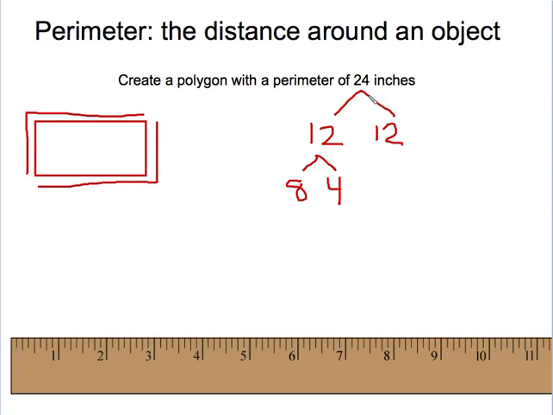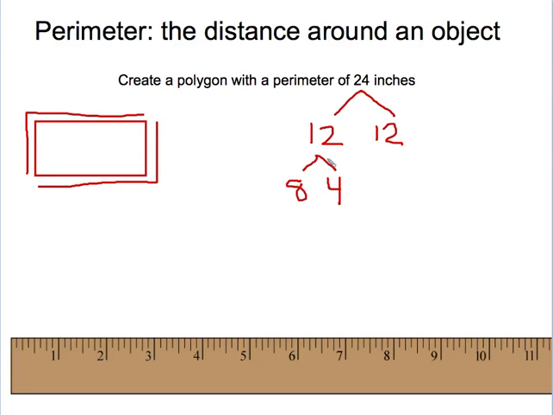So what I did was I started with my total perimeter. The distance all the way around this rectangle is 24. I decided I just wanted to focus on half of the shape first, a short side and a long side. So I took that 24 and I divided it in half. That means this short and long put together is 12, and this short and long put together is 12.